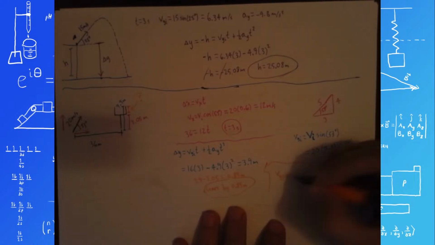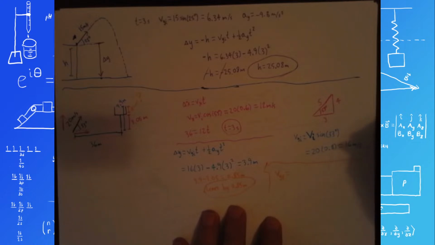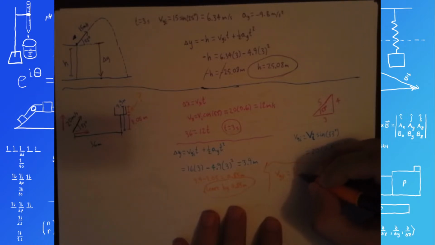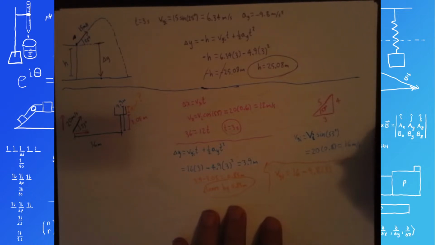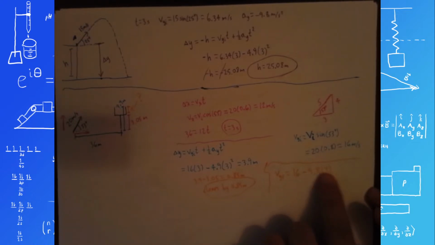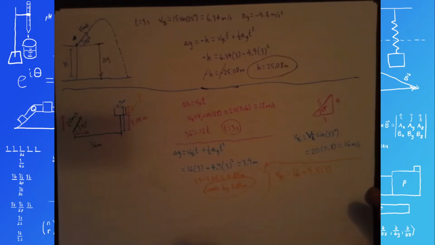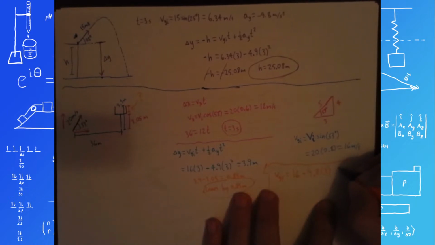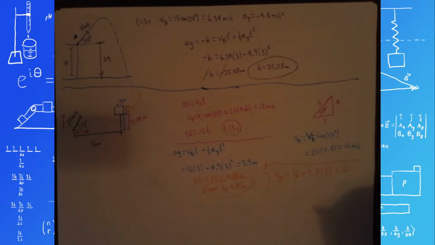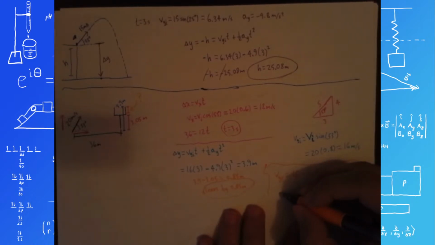Vy final equals Vy initial, which was 16, plus acceleration times time, so that's negative 9.8 times 3. And I think you can already see this is almost negative 30 versus 16. This is going to be negative. What's important is that it's less than 0. It doesn't matter what the exact number is. So on the way down.